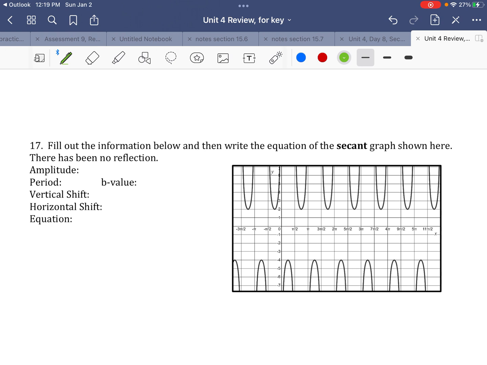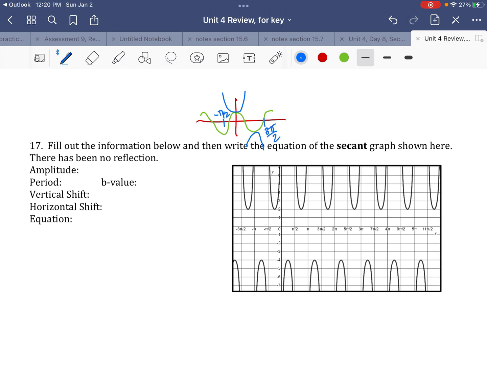So fill out the information below and write a graph of a secant. So let me remember what secant looks like. So secant is the reverse of cosine. Cosine looks like this, right? Like that. So secant must have been up here and down here. His asymptotes used to be at negative pi over 2 and positive 3 pi over 2.